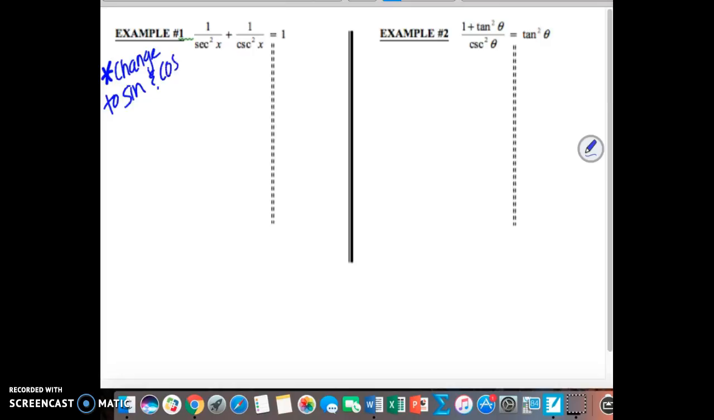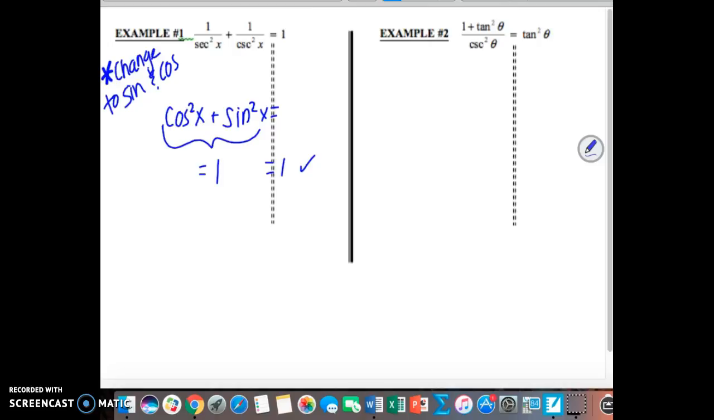Then our expression on the left-hand side, since 1 over secant squared of x is the same thing as cosine squared of x, and 1 over cosecant squared of x is the same thing as sine squared of x, just knowing your Pythagorean identity, cosine squared of x plus sine squared of x just equals 1. So now we have 1 equals 1, and we verified correctly. The nice thing about verifying is that you never have to really do any math. It's more so completing a puzzle and just making sure you know which steps to perform correctly.